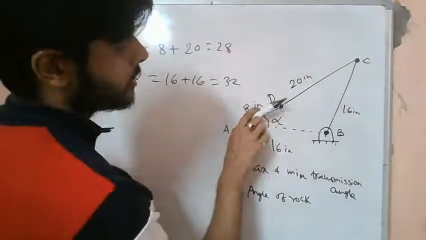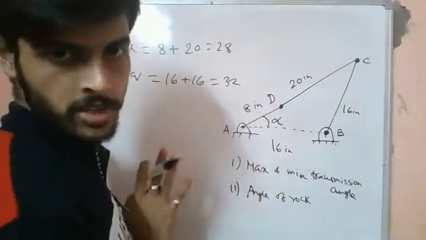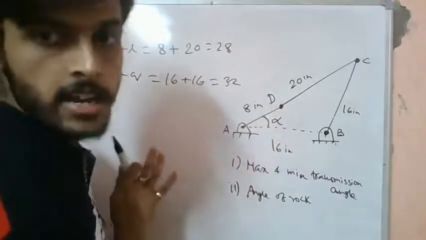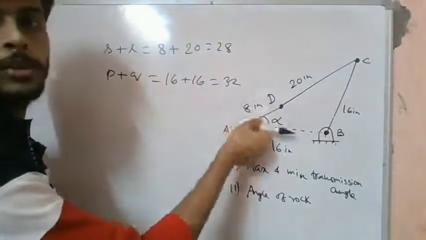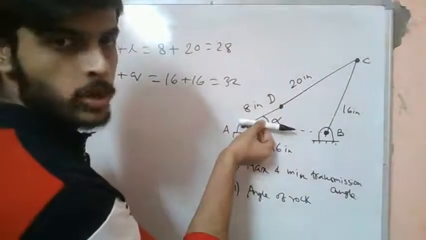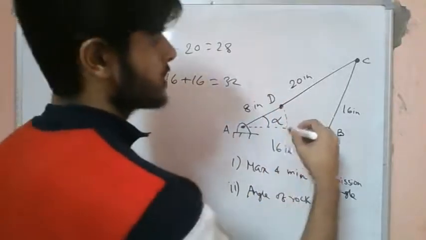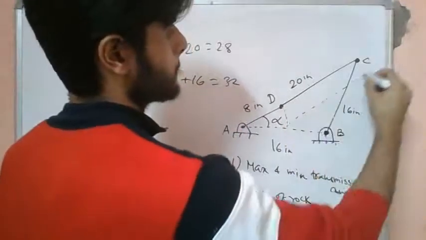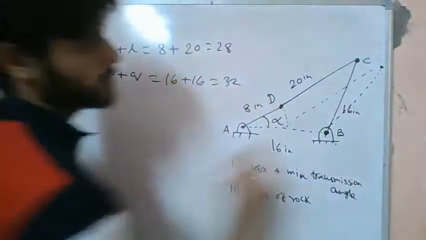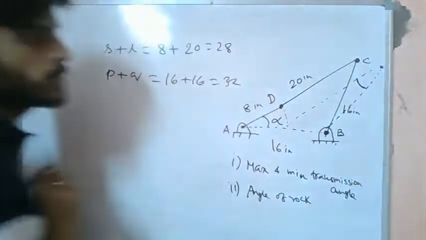So this link can make a complete turn like this. This is the situation that was given in the question. Since it is a Grashof chain and we have the shortest link as the adjacent link, that means this link can completely rotate. When it performs a complete rotation and comes like this, the chain will become something like this. In this case, this will be the minimum transmission angle.